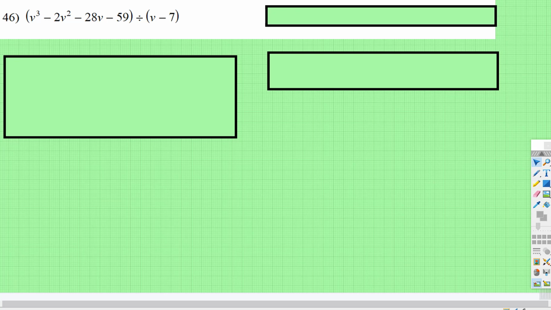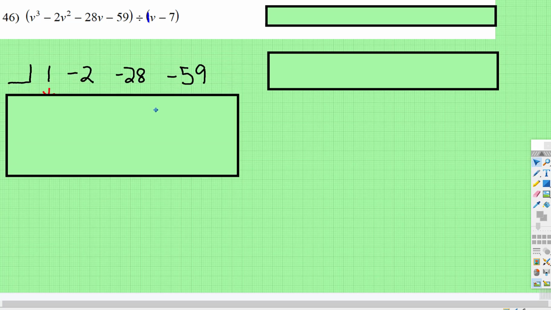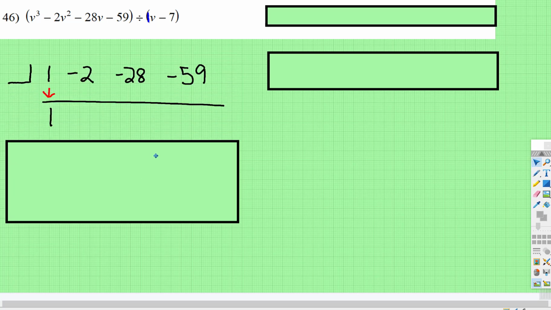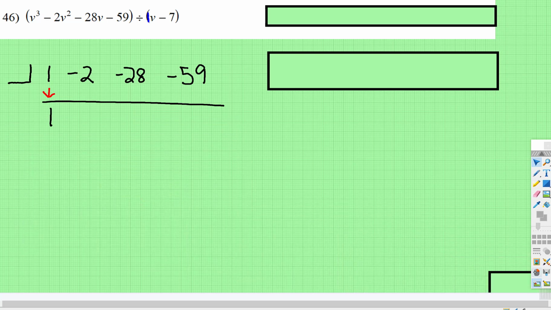Okay, in this video we're going to do one synthetic division, one long division for polynomial division. So remember what I said, that for the divisor, if the lead coefficient is 1, it's easiest just to use synthetic division. So you set up the synthetic division just like this.